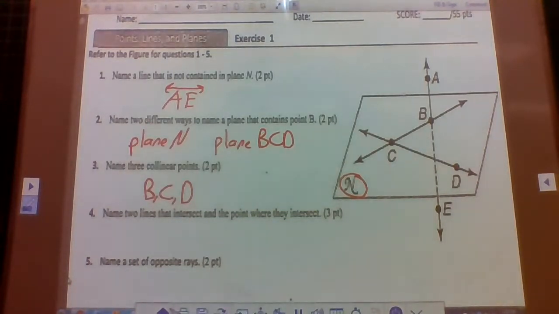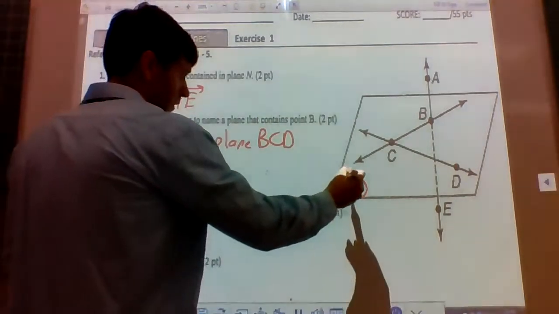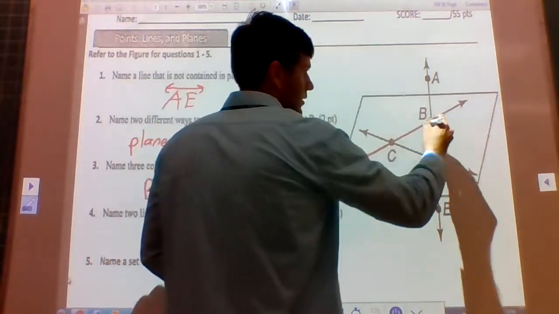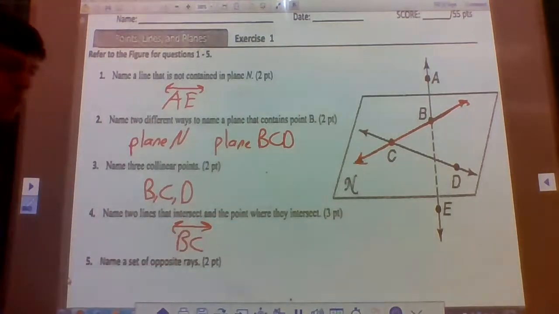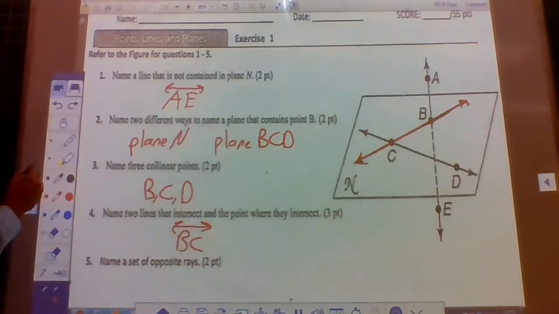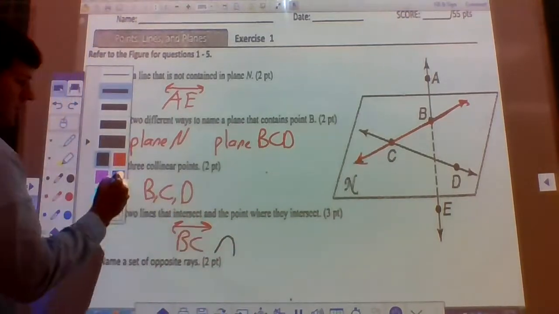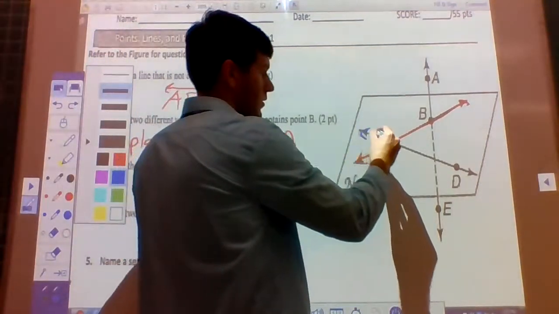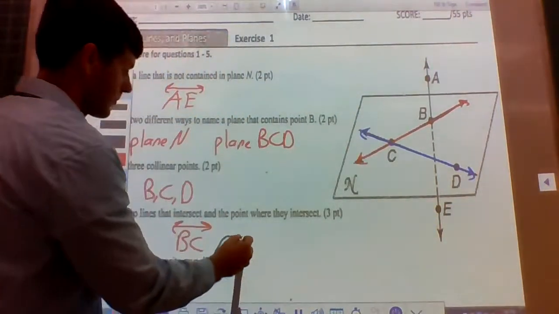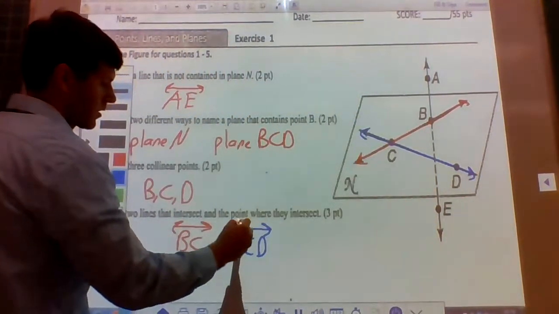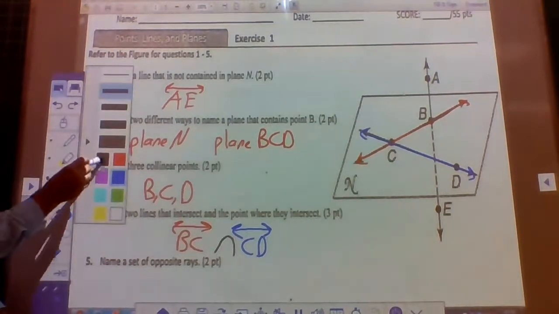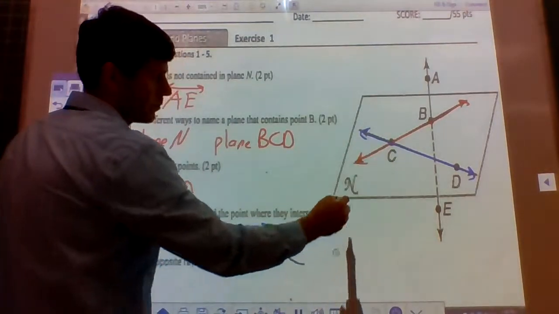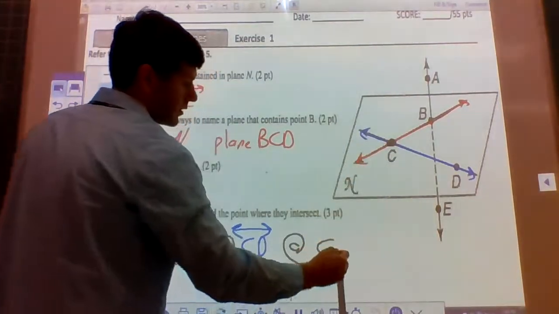Number 4 is asking to name 2 lines that intersect and the point where they intersect. So let's just pick 2 lines in the plane. One line in the plane is line BC. We got to put the arrows on both sides because it's a line. And that's going to intersect line CD. It's going to intersect at point C.